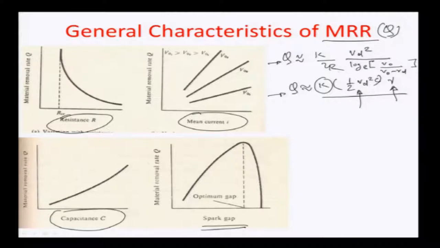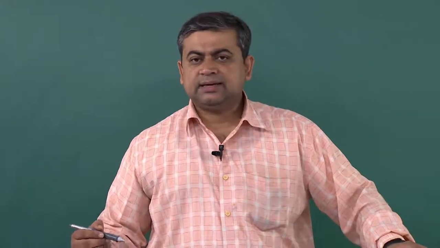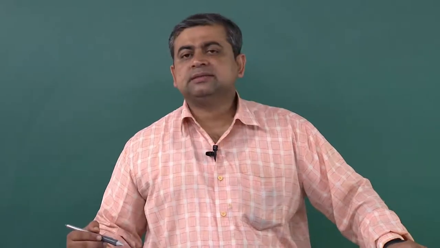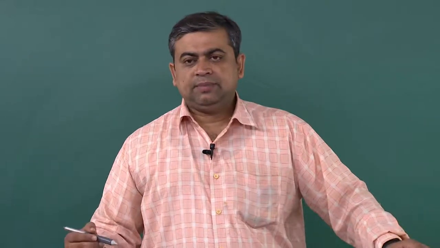For example, as you can see, it is an inverse variation of resistance. So, with an increase in resistance, the MRR goes down obviously from this equation. And as we already discussed before, the relaxation circuit is supposed to have a minimum critical resistance, particularly as far as the discharge gap is concerned, because if the resistance is very small, there may be arcing instead of sparking, and it may be a continuous phenomenon. Arcing instead of sparking is not really conducive to the EDM process.